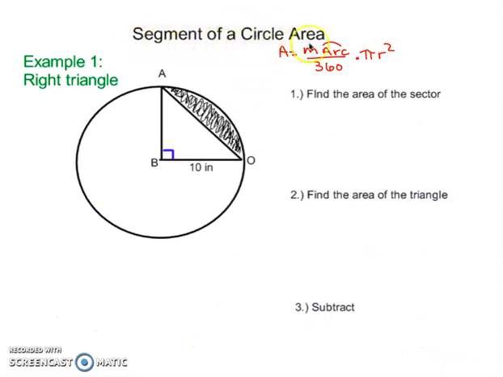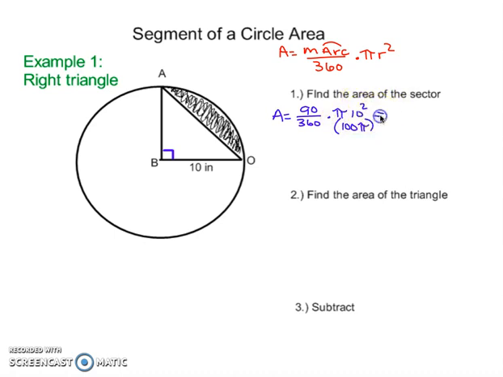Here's a different example. We want to find the segment of a circle area, and this is a right triangle example. So the first thing I want to do is find the area of the sector. So I'm looking at this, and I know that we've got 90 degrees. So to plug it into my equation, we're going to take area equals, and we would take our 90 divided by 360, multiply that times pi r squared. I can see here that my radius is 10, so times 10 squared, and we know that that's going to equal 100 pi. So I'm just going to put that down there.